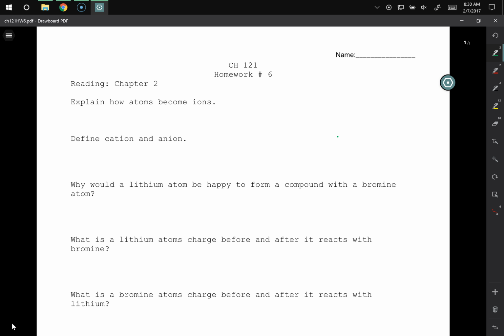Okay, let's go ahead and get started on this one. Explain how atoms become ions. So what is it that makes an atom become an ion?